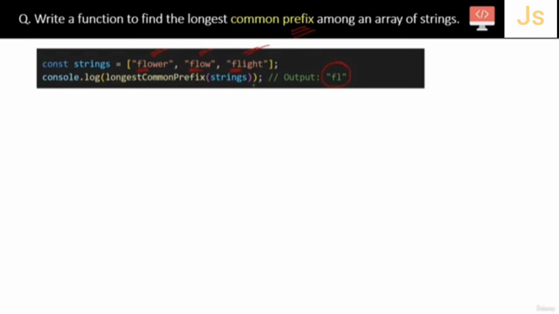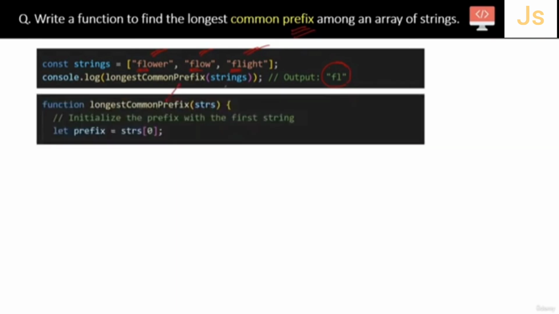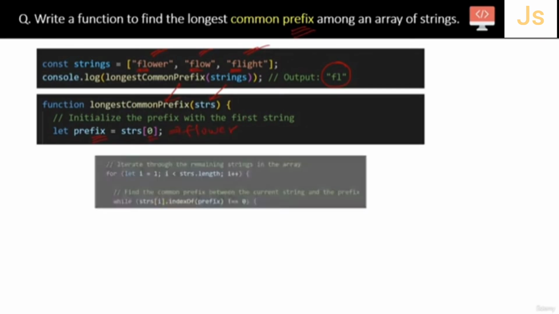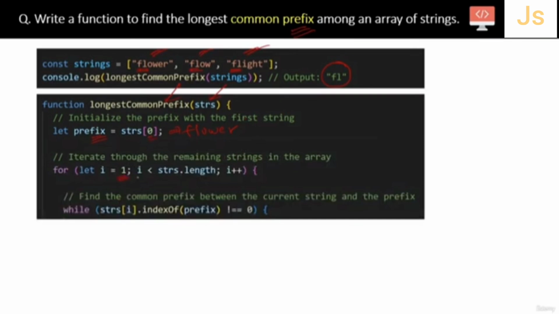For this, first create the method and pass the array as the parameter. Here, first we will consider that the common prefix is the first element of the array, and that is flower. Let's just assume. Now you will iterate through the remaining elements, second and third, and compare them with flower. First, we will start with the element at first index of the array, and that is the element flow. So here we will use the while condition, and we will find the index of the prefix flower in the element of the array at index 1, which is flow, right?